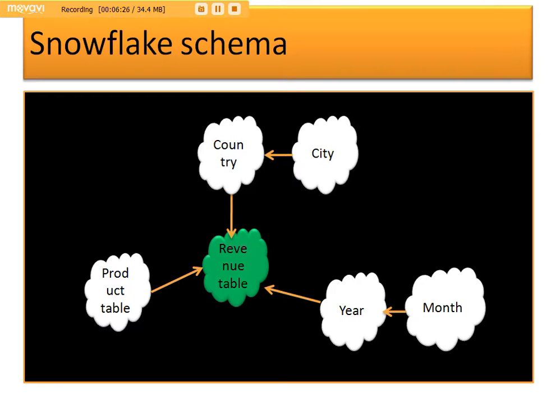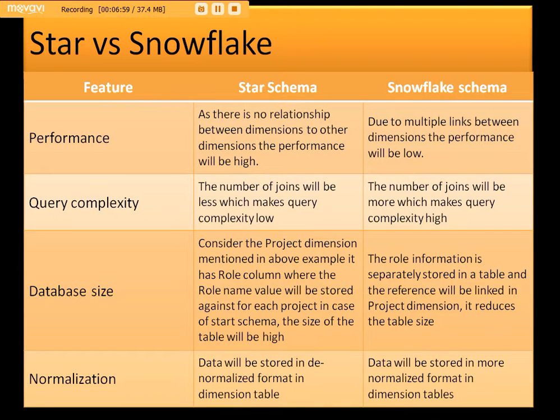A dimension table may or may not have a reference to another dimension table. If none of the dimension tables have any relationship with another dimension table, that schema is called a star schema. If any of the dimension tables have a relationship with another dimension table, that is called a snowflake schema. These are the differences between star and snowflake schema.